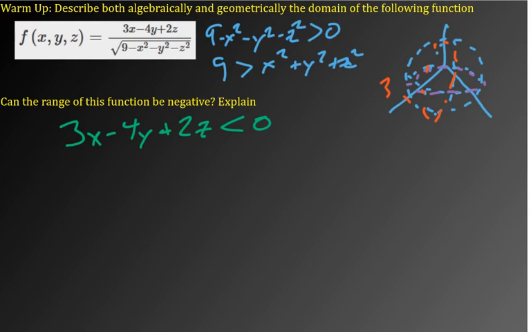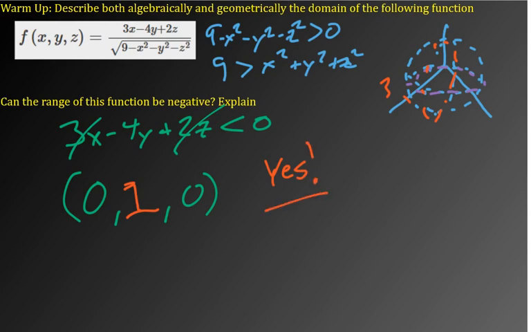And if you think through it a little bit, you could kill this term and this term with a 0, right? And then there are lots of y values where this could be less than 0. So you could take y to be, I was about to write a 1 and then I kind of messed it up. But you could do 0, 1, 0, right? And that's a place where the function could be negative. So yes, it can happen.